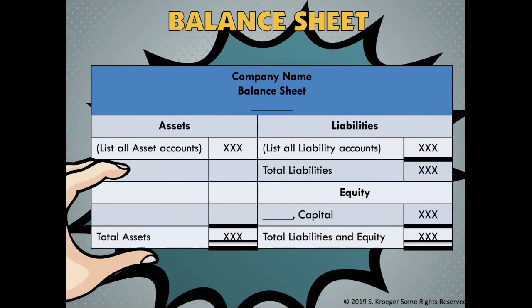The final statement that we will look at is the balance sheet. Remember, the balance sheet shows the accounting equation. We will list all the assets on the left side. We will then list all the liabilities and equity on the right-hand side. The total for equity is from the statement of owner's equity. Remember that assets equals liabilities plus equity. The totals at the bottom need to equal total assets, total liabilities, and equity.